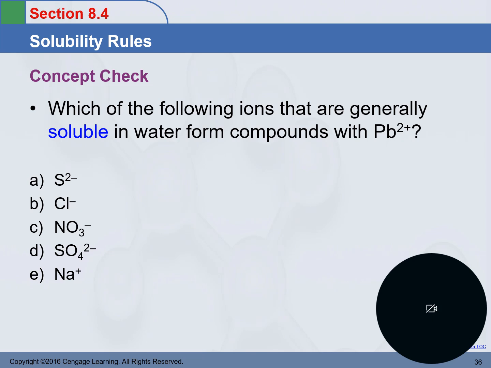Here's another learning check. Again, I encourage you to go back and look at the two charts that I gave you, either the general rules or the one where you have to play Battleship. But figuring out which are generally soluble in water, form compounds with lead, we would be thinking that is C for your answer.